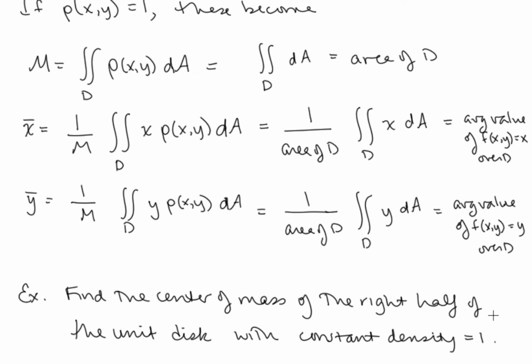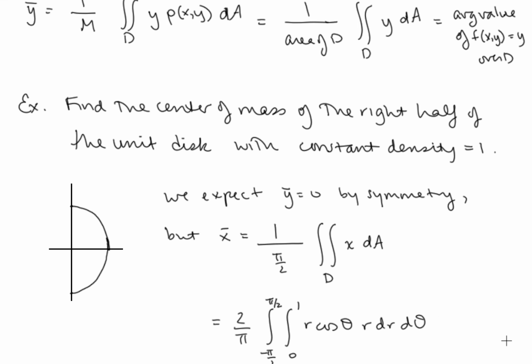So for example, find the center of mass of the right half of the unit disk with constant density equal to 1. The right half of the unit disk is here. Now if we're looking for the center of mass and it has a constant density, we're expecting that center of mass to be somewhere along the x-axis. In other words, the y coordinate, y bar, should be 0 by the symmetry of the shape and because it has constant density. And you can make that computation as an exercise, and I'm sure you'll get 0.